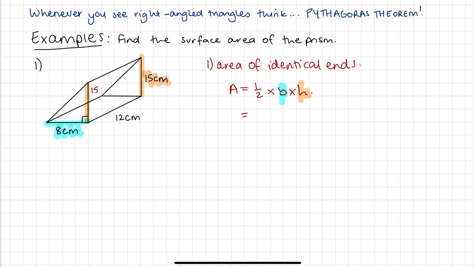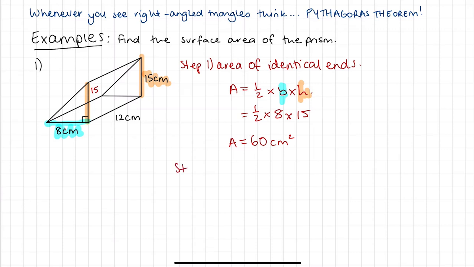Now we substitute that in, half times 8 times 15. And that is going to be half times 8 times 15. That is 60 centimeters squared. Okay, so that's step 1.